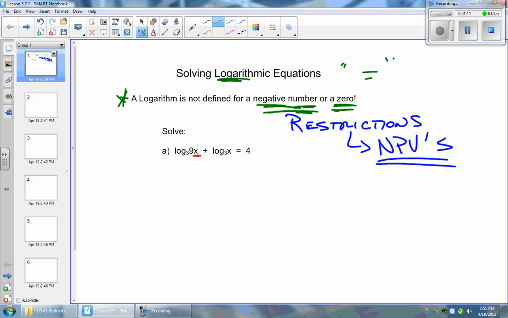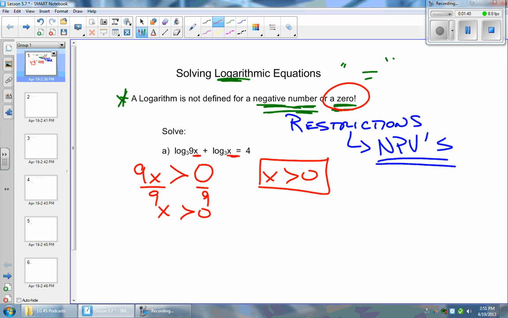Look at this. You have a 9x right here. Now, I'm not even going to solve this equation until I figure out the non-permissible values. So it's important to write down 9x has to be greater than 0. It's not greater than or equal to, because remember, one of the restrictions is it can't be a 0 either. So just solve it. Divide by 9 tells you all the x values have to be greater than 0. That makes sense. Look at this one. X has to be greater than 0.